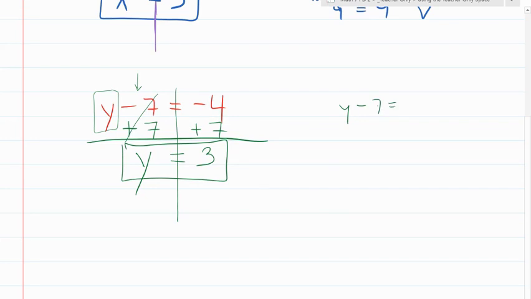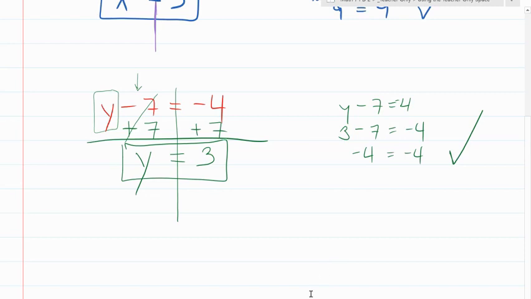If y equals 3, then my equation would become 3 minus 7 equals negative 4. 3 minus 7 is negative 4, and negative 4 equals negative 4, so we know we're good.